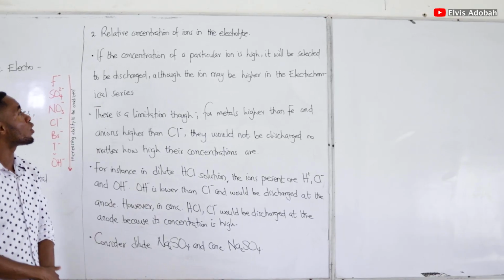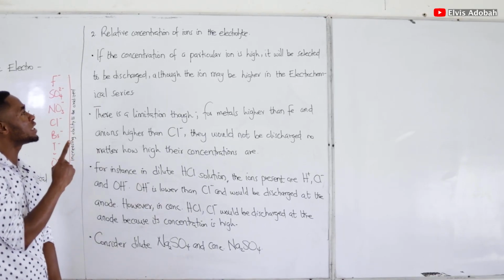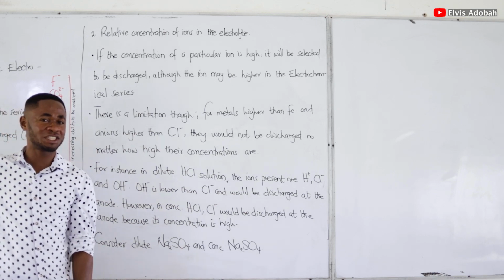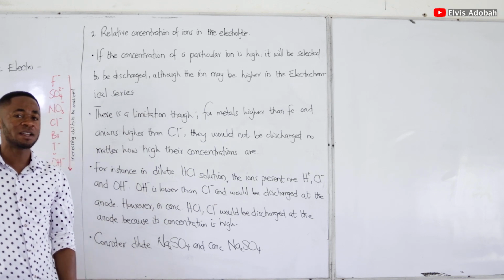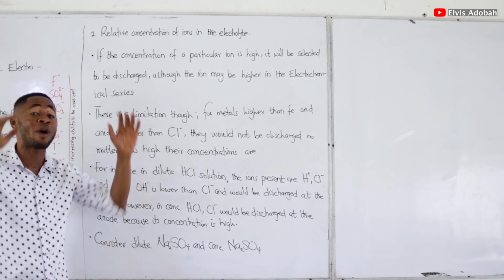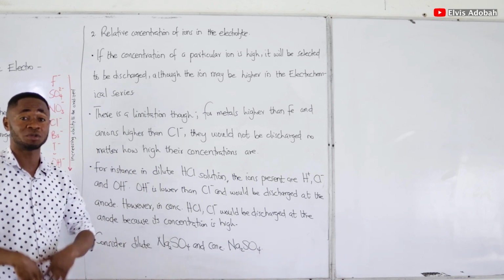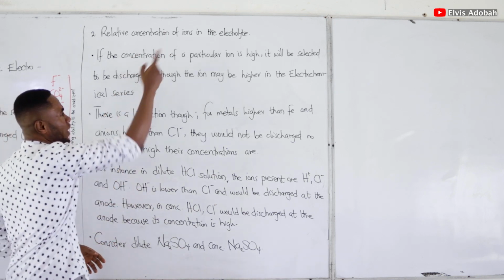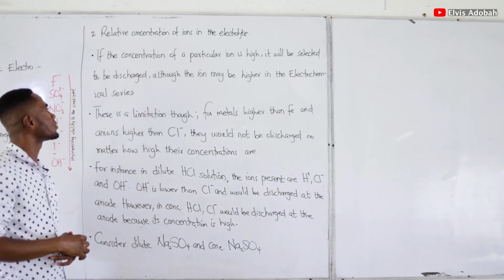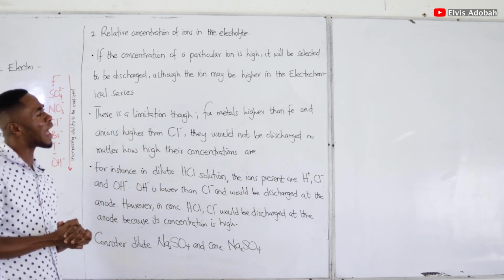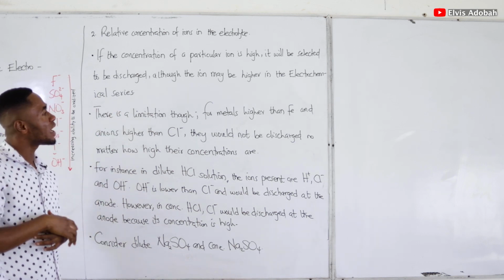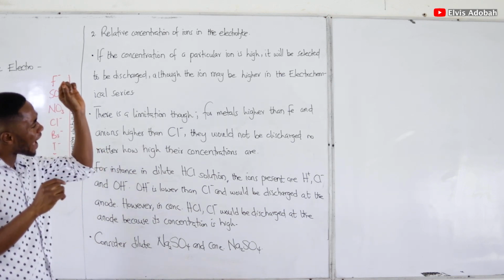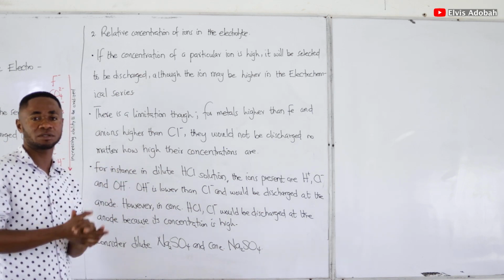The second factor we consider is the relative concentration of the ions in the electrolyte. We've already considered the position of the ions in the electrochemical series, and we've realized that the ones lower in the series are the ones that are supposed to be discharged. But that alone is not enough. The concentration of the ions in the electrolyte also counts. If the concentration of a particular ion is high, it will be selected to be discharged, although that ion might be high in the electrochemical series.